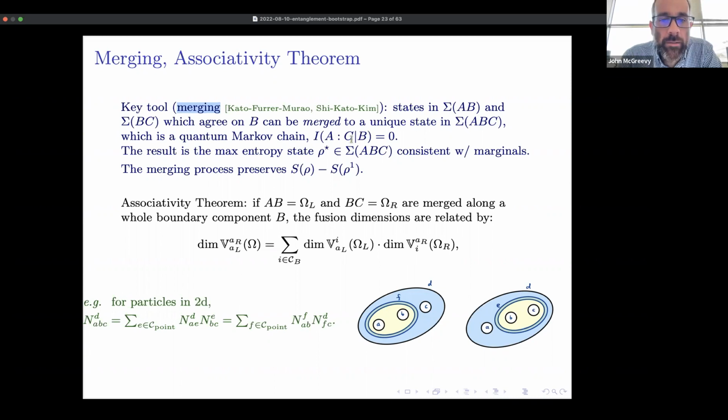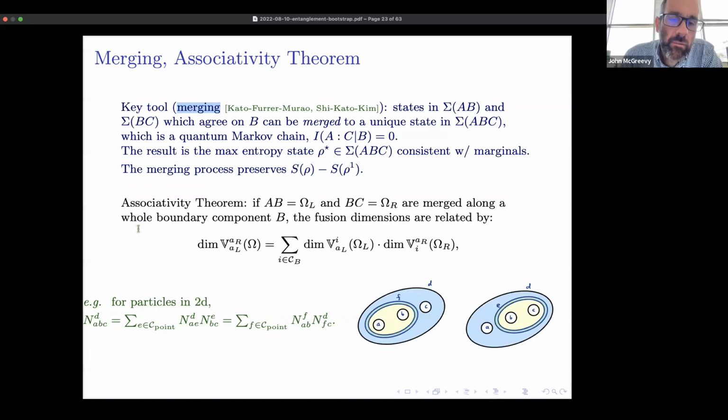It's a quantum Markov chain with respect to B, and it's the maximum entropy state in that information convex set that's consistent with its marginals on AB and BC. And moreover, the merging process preserves entropy differences. So this is a very powerful tool.